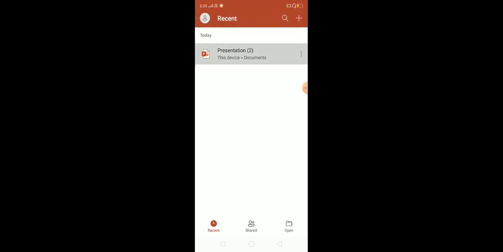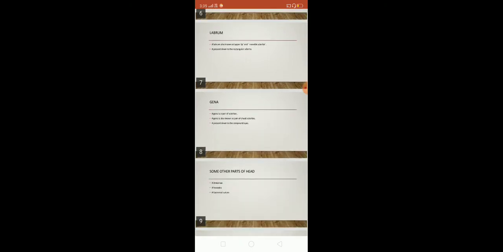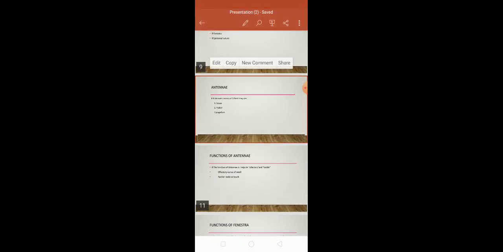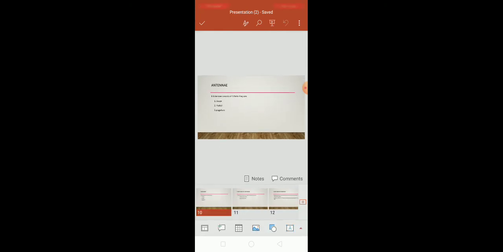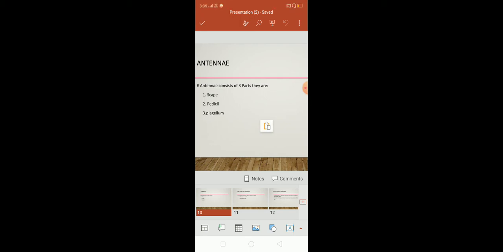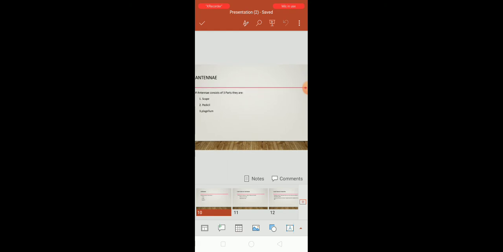Antennae. Let's go back to our slides. I already showed the diagram of antennae. Scape is present down, up to pedicel. Up from the scape we found pedicel. Pedicel upward we found flagellum. I showed you the diagram already.